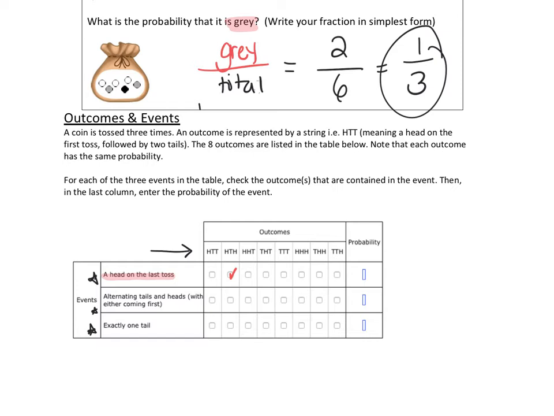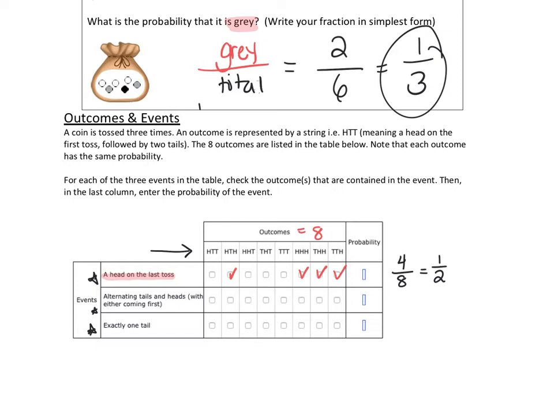Third one doesn't, fourth one doesn't, fifth one doesn't, sixth one has a head on the last toss, the seventh one has a head on the last toss, and the last one has a head on the last toss. And then what you want to do is make the probability for those by making it into a fraction. Notice that the total outcomes here is 8, so we're going to make all of our fractions over 8. The probability of this is I checked off 4 boxes out of 8 total outcomes. So my final answer would be 4 out of 8, which is 1/2 for that first row.